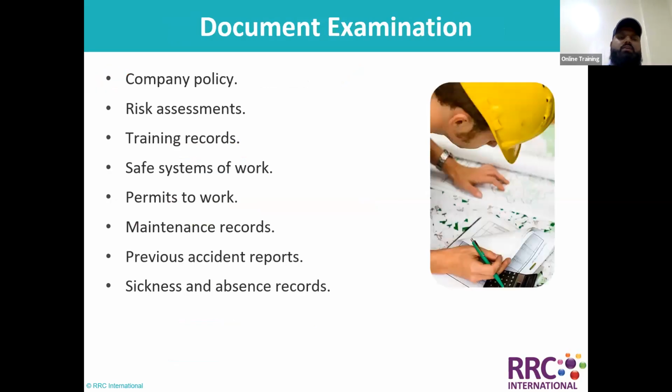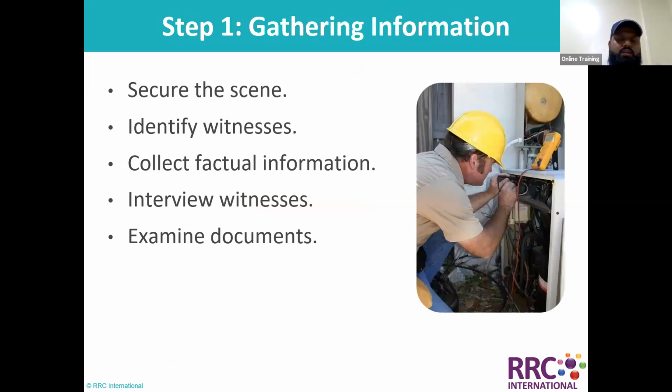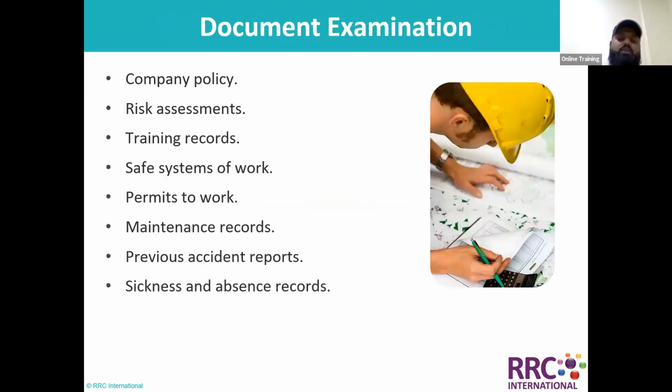Okay. Next, document examination. While gathering the information, we will be securing the scene, identifying the witness, collecting the factual information, interviewing the witness, which we just have learned. Now, examine the documents. What kind of documents do we have to examine? One, company policy. Do we need to know the company policy? Yes, because company policy will tell me what the direction is. Do we need production or safety? What are our set targets? Do you remember in chapter 2 we discussed that? So company policy is required.